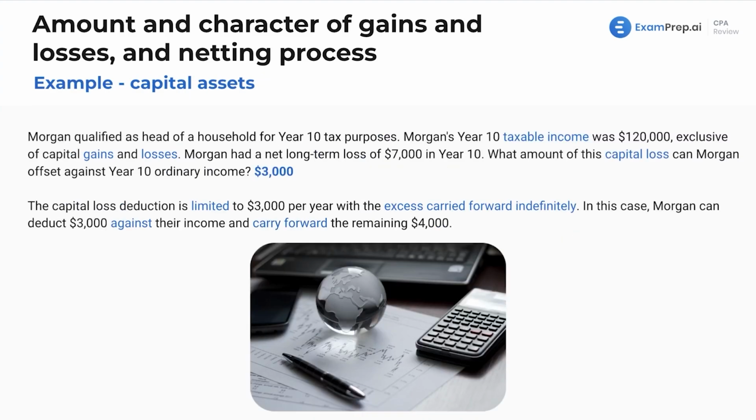Got an example here. Morgan qualified as head of household for year 10. Morgan's year 10 taxable income was $120,000 exclusive of capital gains and losses. Morgan had a net long-term loss of $7,000 in year 10. What amount of this capital loss can Morgan offset against year 10 ordinary income? Well, the capital loss deduction is limited to $3,000 per year, with the excess carried forward indefinitely. In this case, Morgan can deduct $3,000 and carry forward the remaining $4,000. Always checking in, got examples, just going to pop them randomly throughout the lesson. Keeping you on your toes.